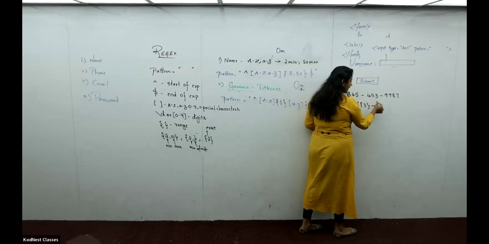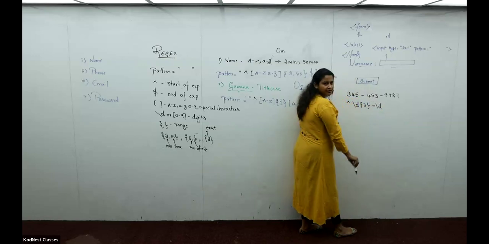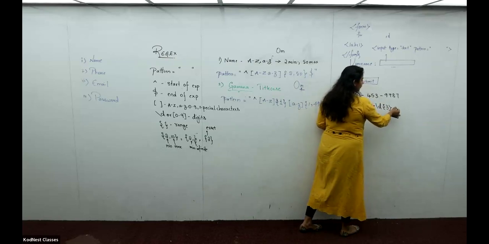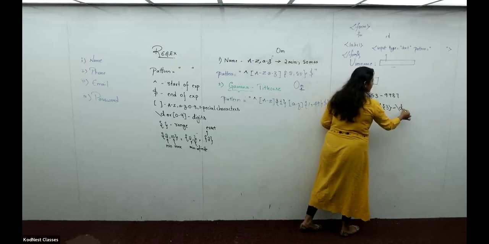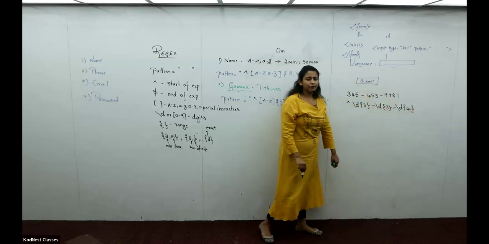Then again, I need to have digits, slash d. Exactly or maximum minimum? Exactly. So 3 digits. Again, separated by hyphen. Again, I need to have a digit. Exactly how many? 4 digits. This is how we will be giving.